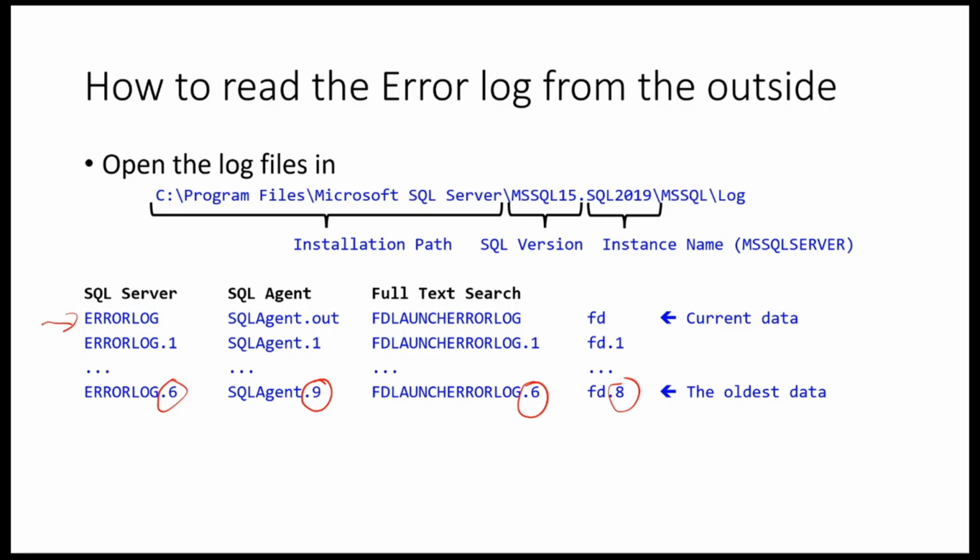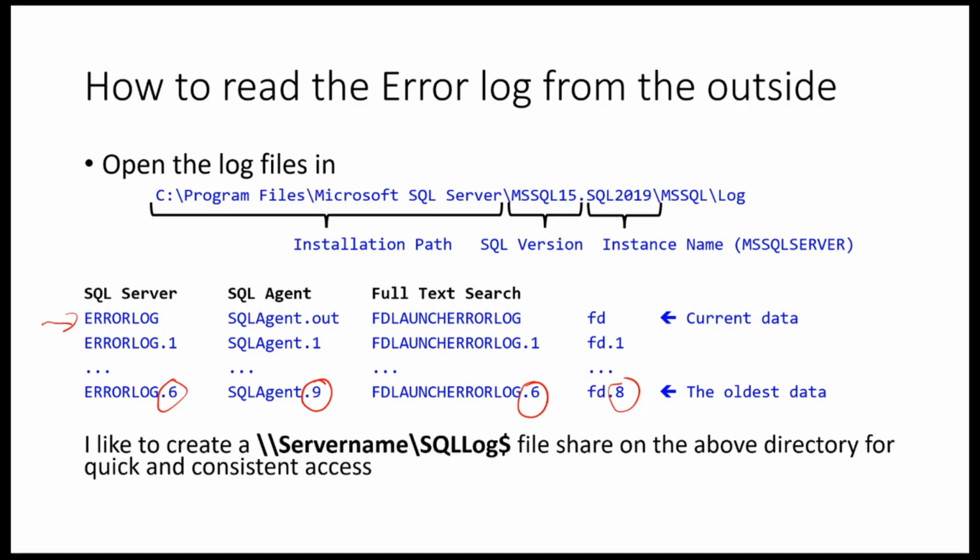Consistency is nothing but a foreign concept to Microsoft, but okay, we're there. What I like to do on all my machines is create a file share called SQLLOG$ on the machine that points to exactly that folder. This makes it super easy. I see there's a problem, I type the server name and log, and I'm in that folder. I don't have to search for it. So that's very, very helpful.